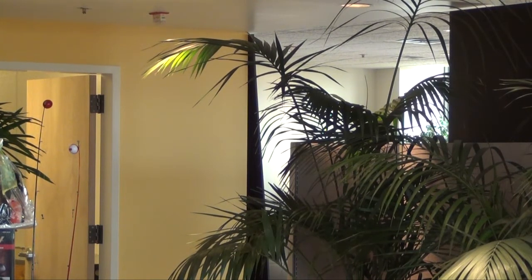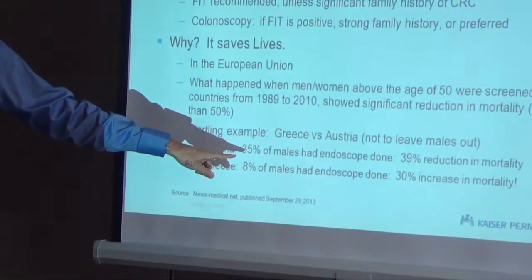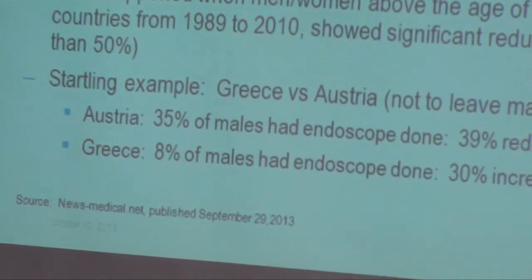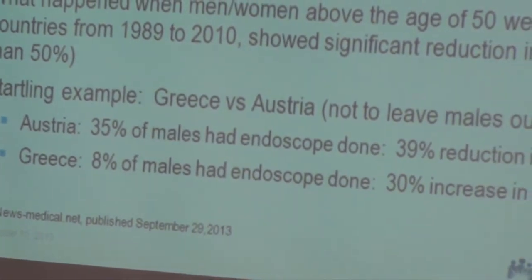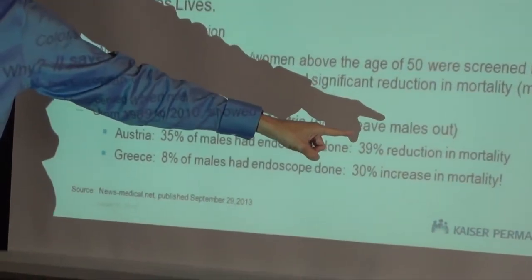And here's why. If in doubt, and you can't find good data in the United States, we go to Europe. In the European Union, these were some really startling examples. They looked at mortality studies, a reduction in mortality of about 50% over an 11-year period or so, from 1989 to 2010. Now, I'm not picking on Greece, but I want you to take close attention to this. In Austria, 35% of males had some kind of scope. I'm not going to tell you whether it's a flexible sigmoidoscopy or a colonoscopy, but 35% of males had some kind of scope, and there was a 39% reduction in mortality.